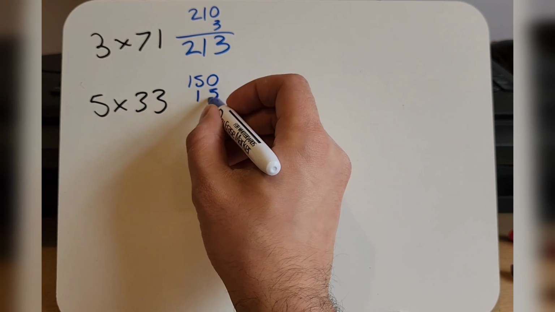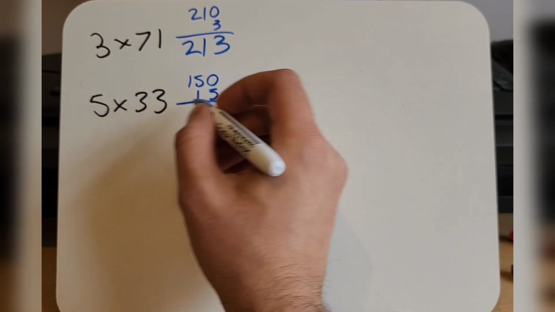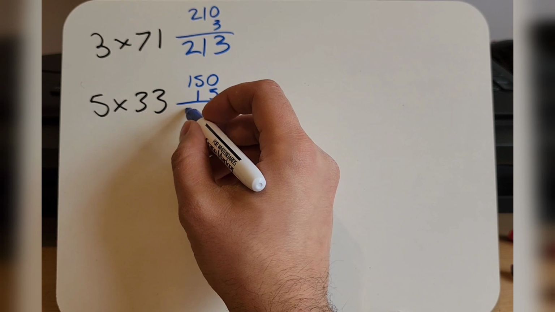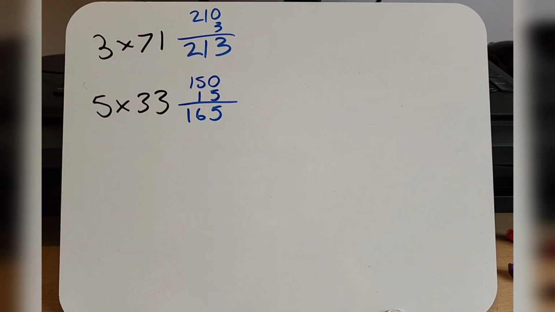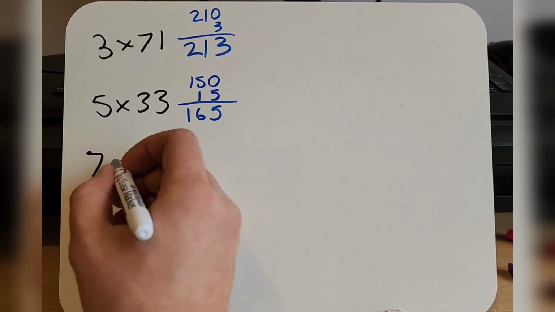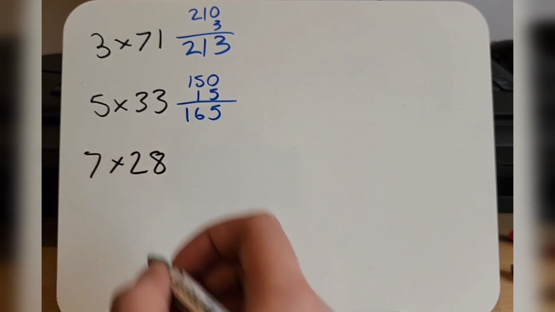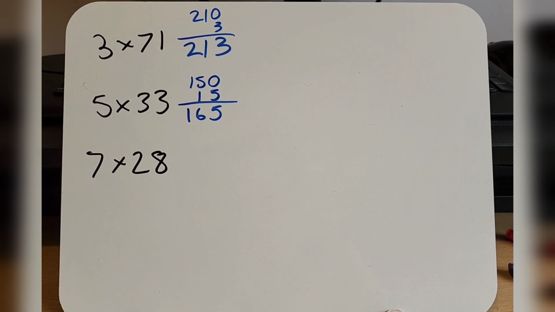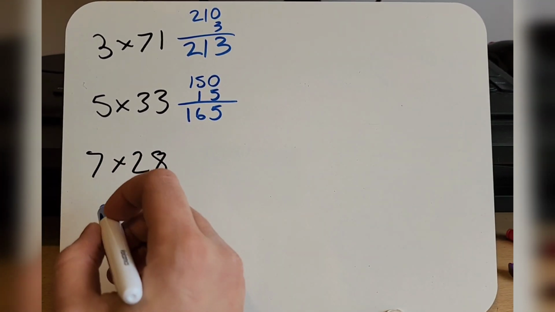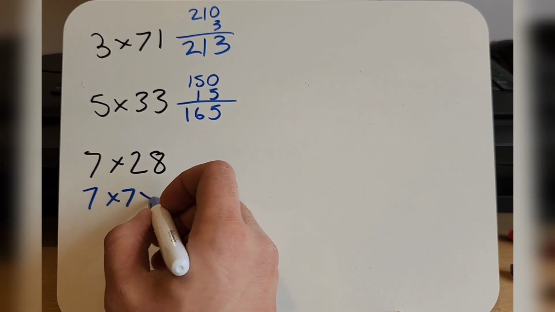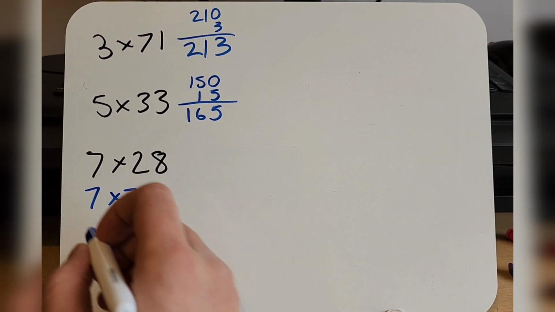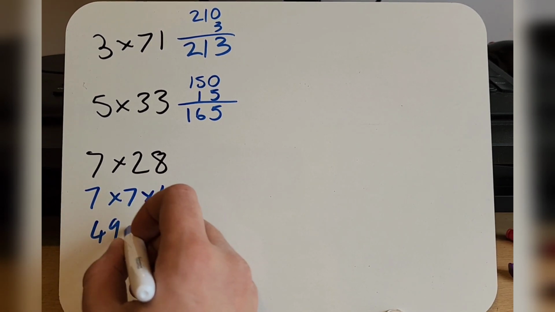And then we would do 5 times 3, which is 15, and that will give us 165. The next one is a bit more of an interesting technique. 7 times 28. I've done a couple of videos on multiplication, and one thing that I really like doing is breaking it down into its factors. So I know that 28 is 7 times 4. So I would change this to 7 times 7 times 4, which I can then write as 49 times 4.